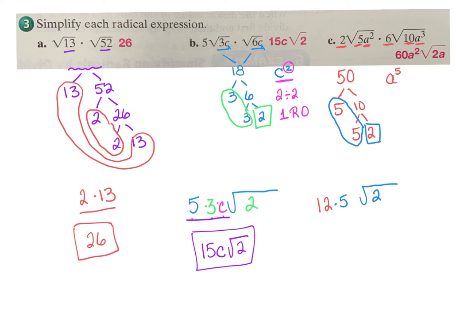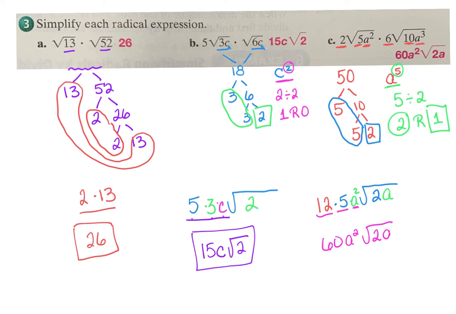For my a's, I have 5 a's. 5 a's, I'm going to divide by 2. 5 divided by 2 is 2 with a remainder of 1. So 2 of my a's come out, a squared. 1 of my a's will stay in. And then I'm going to simplify by multiplying. 12 times 5 is 60 times my a squared. That's on the outside. And then on the inside, I have 2a.